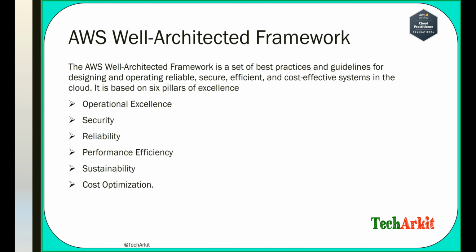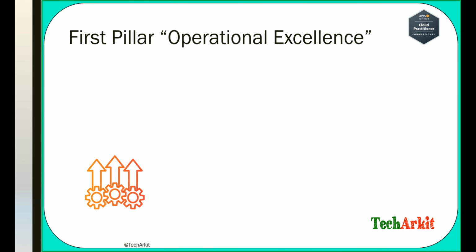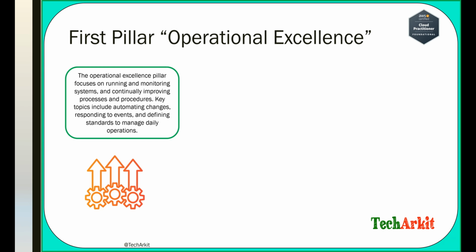Let's see what those pillars say, how they are designed, what their focus area is, and what a real-time example for those pillars is. So the first one is operational excellence. The operational excellence pillar focuses on running and monitoring systems and continually improving processes and procedures. Key topics include automating changes, responding to events, and defining standards to manage daily operations. So this is the main focus of operational excellence.